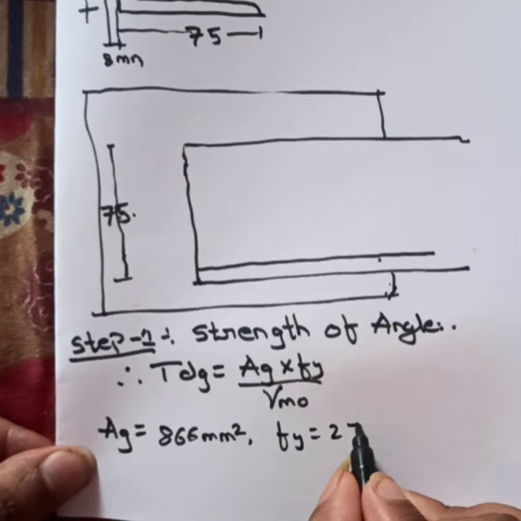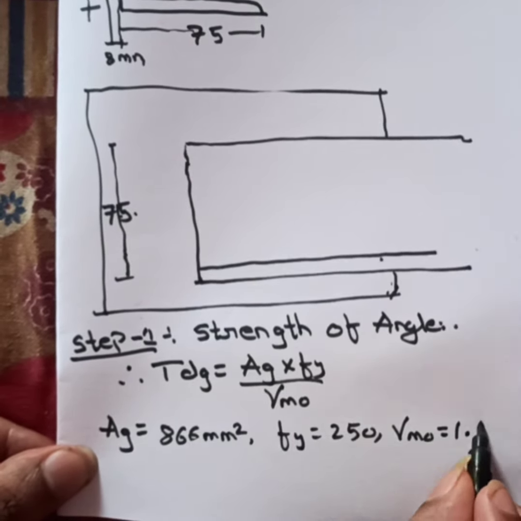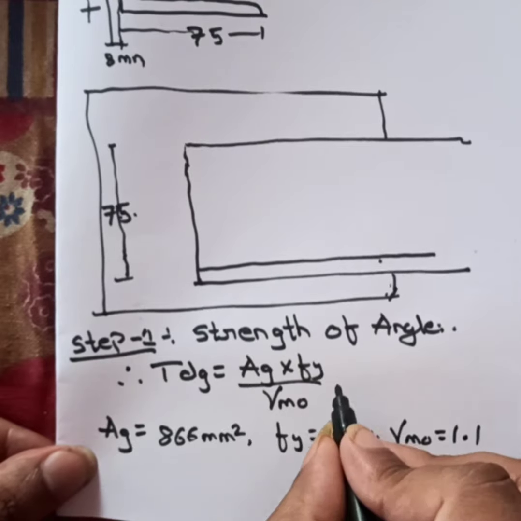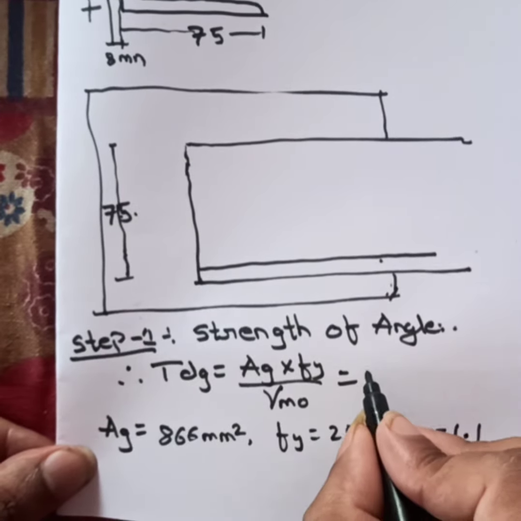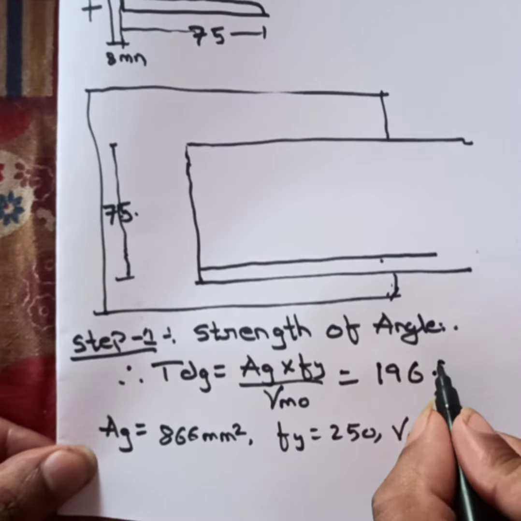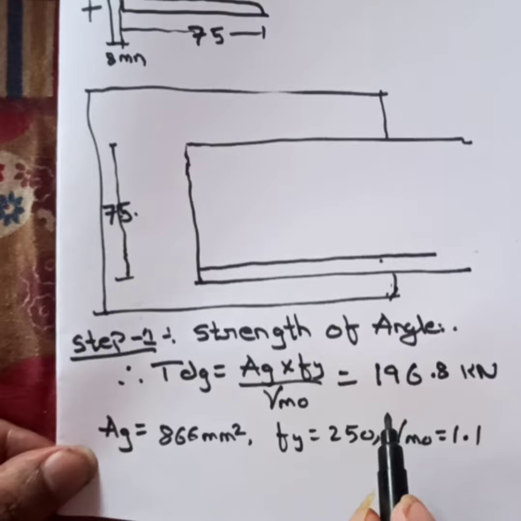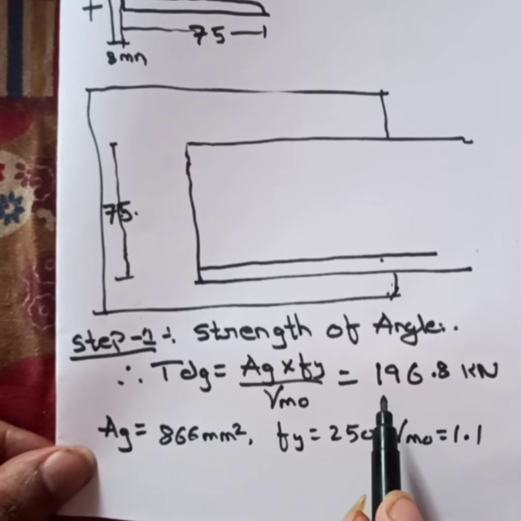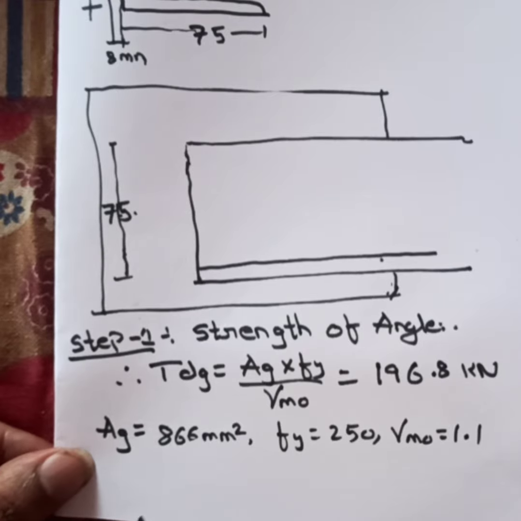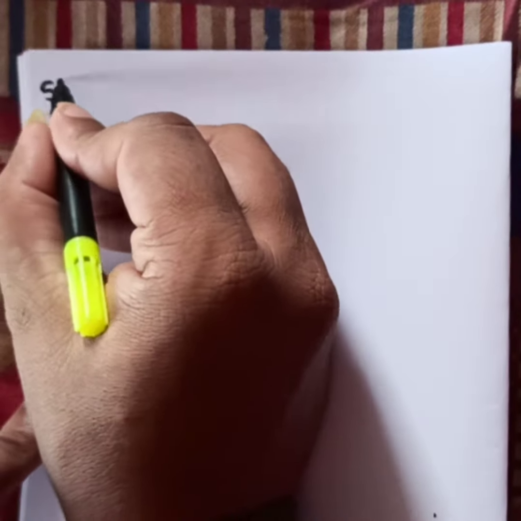Fy is 250 and gamma m0 is 1.1, partial safety factor. So substituting these values, we will get the capacity of the angle, which comes around 196.8 kilonewton. So that means this angle ISA 75/75/6 can take a load up to 196.8 kilonewton. This is the capacity. So now we have the load.